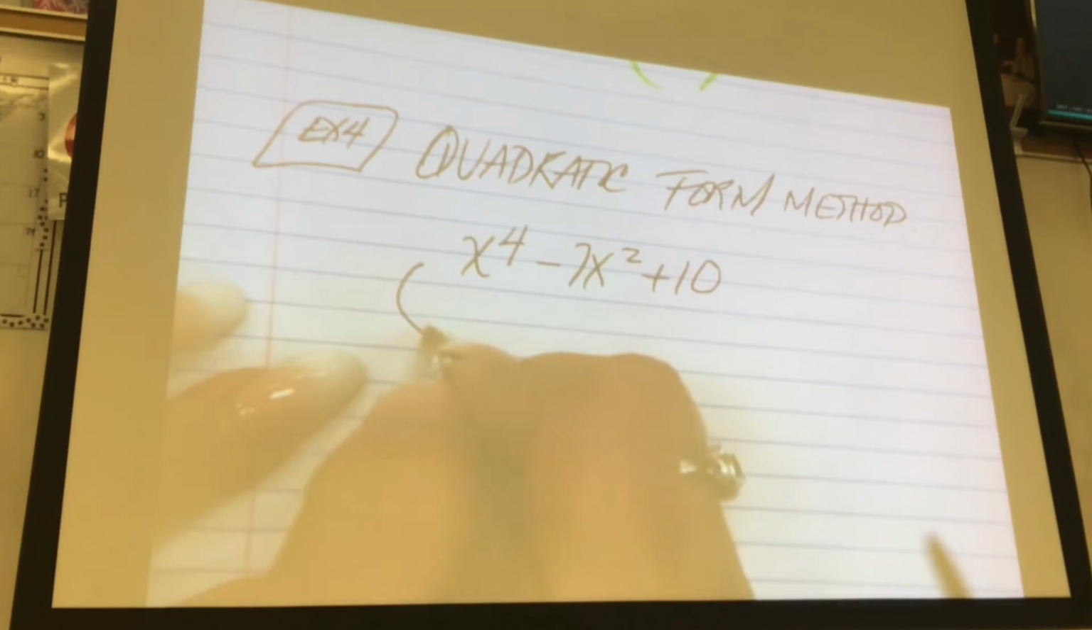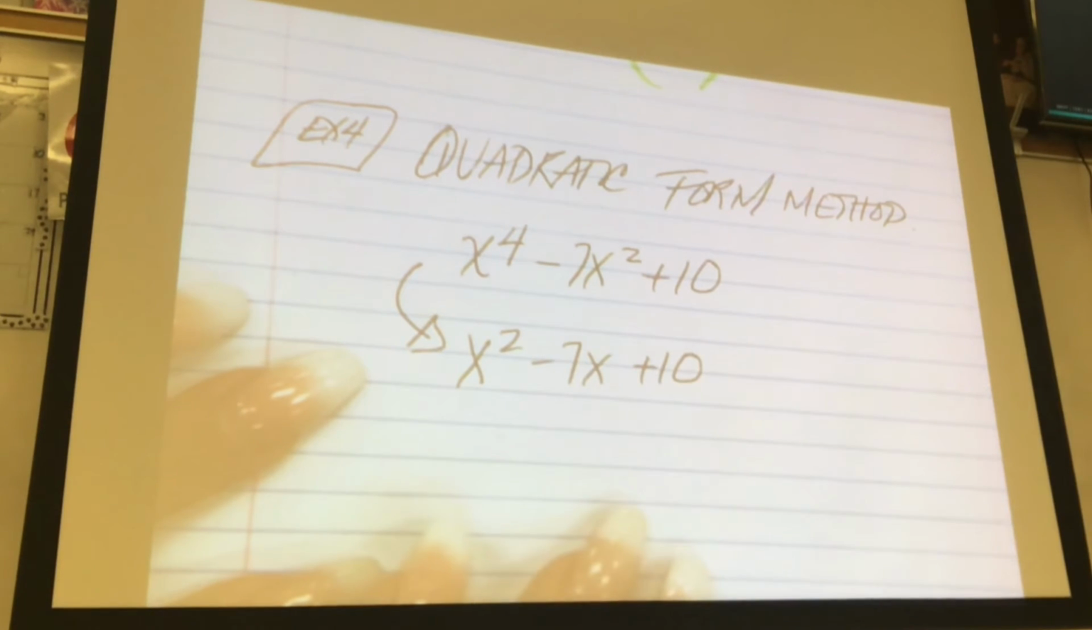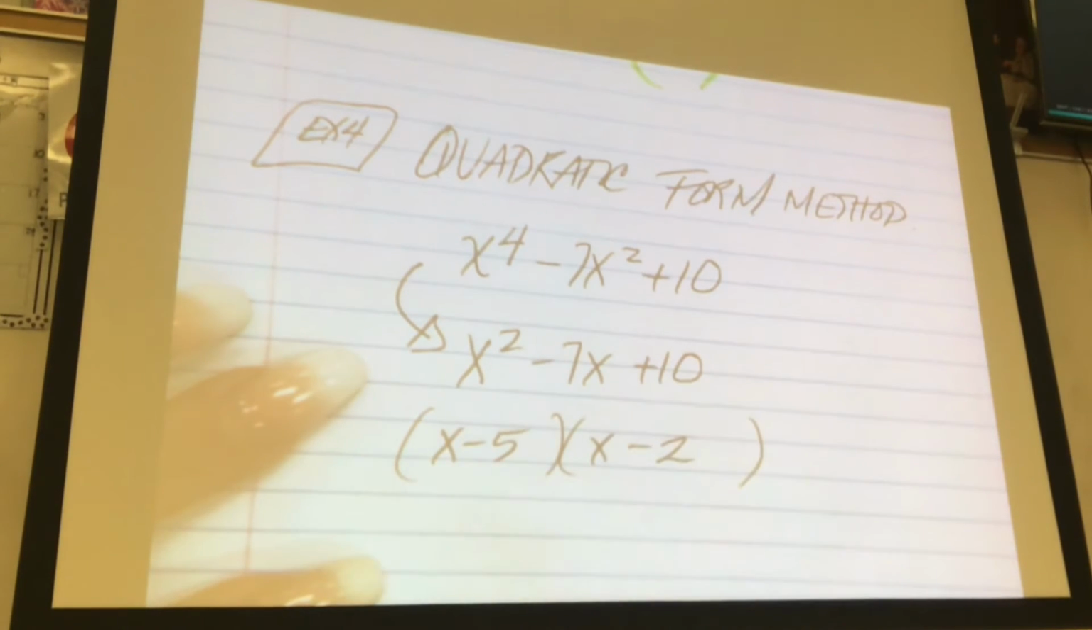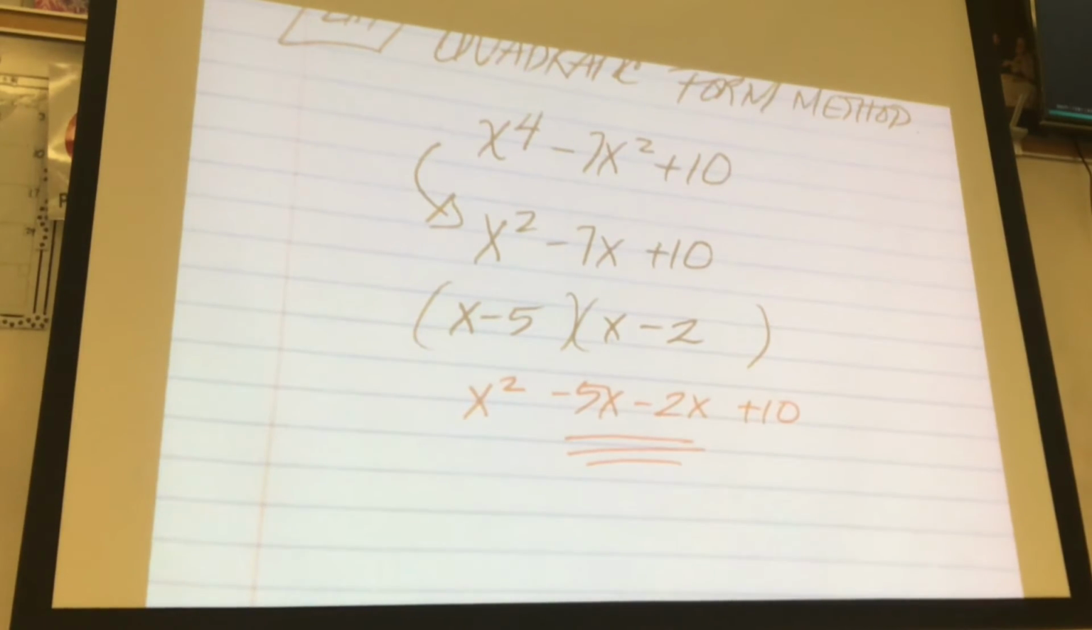Let's rewind. What if this said x squared minus 7x plus 10? How would you factor this? x minus 5, and x minus 2. What is x times x? X squared. And then you have a negative 5x and a negative 2x and a positive 10. Do you see how the middle term is just the first one by itself? So if this is x, the middle term is an x. Everybody with me? Did I lose anybody there?